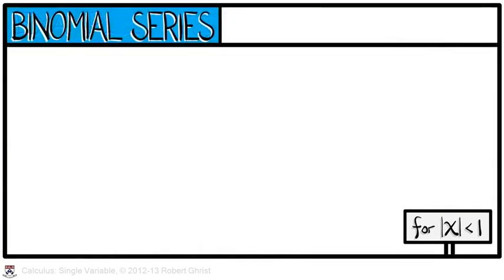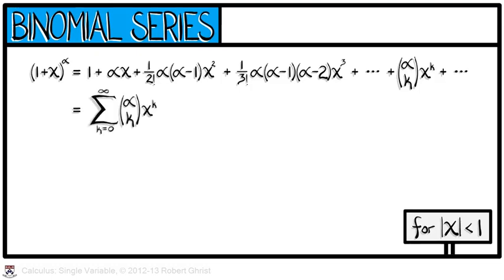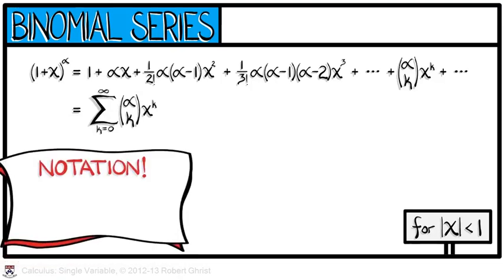There is one last series that will be very helpful to us. This is the binomial series. It is the Taylor series for 1 plus x to the alpha, where alpha is a constant. This series is 1 plus alpha x plus 1 over 2 factorial times alpha minus 1 times x squared. Well, there are a lot of other terms here. Let me say simply that the kth order term is alpha choose k times x to the k, where by alpha choose k, I mean a binomial notation.